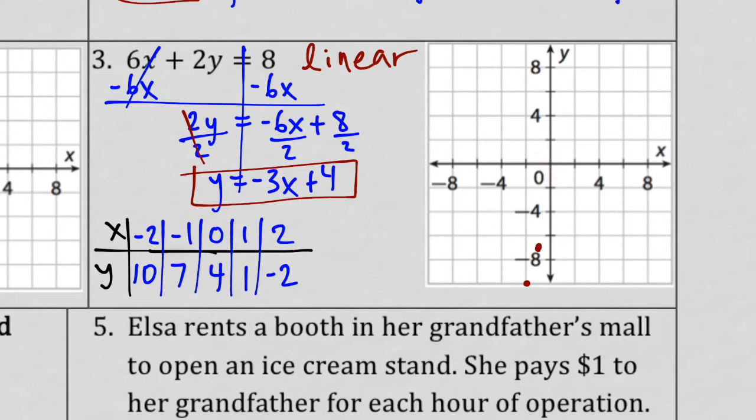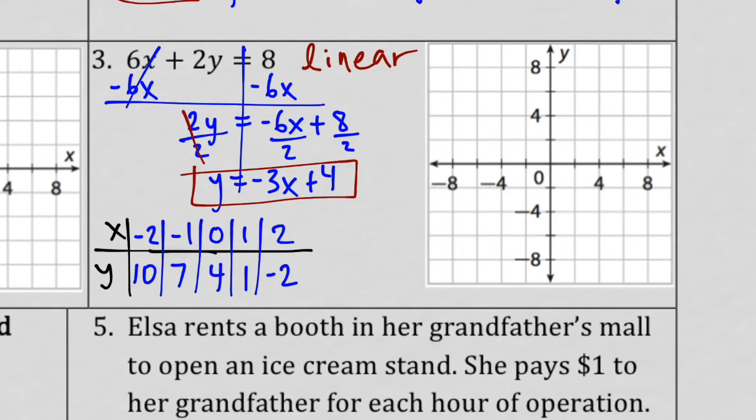Oh, did I just mess up? I did. Hopefully you guys caught that. I don't know why I'm doing negative 10 and negative 7. It's positive 10 and positive 7. I should be going up here, not down here. So let's do that again.